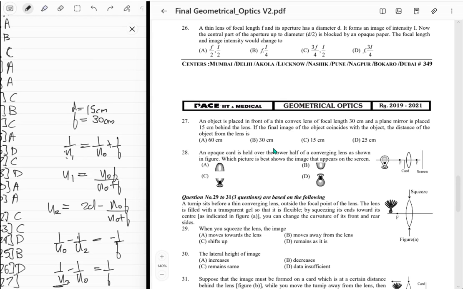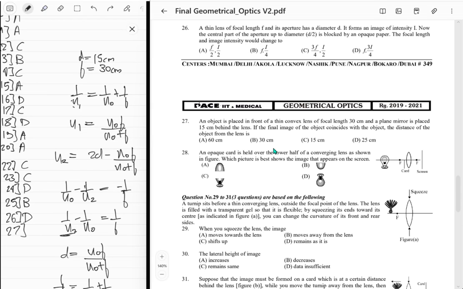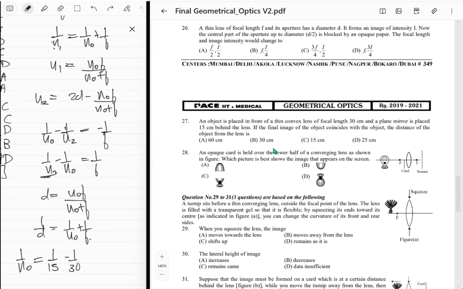And lens, the final coincides with the object. Maybe there's like two different... No, I don't get it. This equation clearly says that u2 and u1 are the same. Yes, but for that to happen, this equation should hold, and then, oh god. Something makes sense.